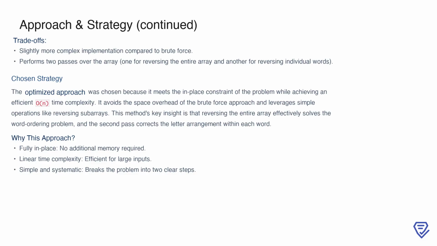Ultimately, the optimized approach was chosen because it strikes the right balance between efficiency and constraint satisfaction. It achieves linear time complexity, operates entirely in place, and breaks the problem into two straightforward steps: reversing the entire array and then fine-tuning the result by reversing subarrays for each word. By leveraging these simple yet powerful operations, the method avoids the space overhead of brute force while maintaining systematic clarity.